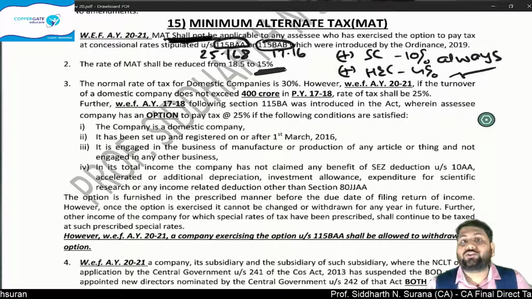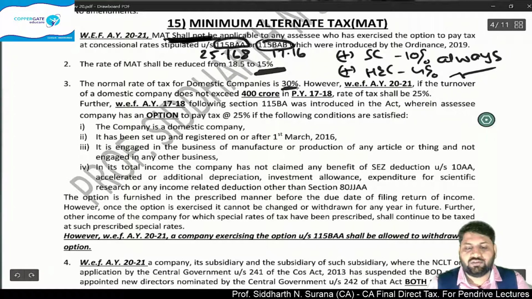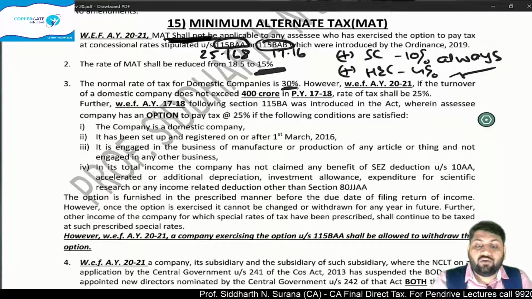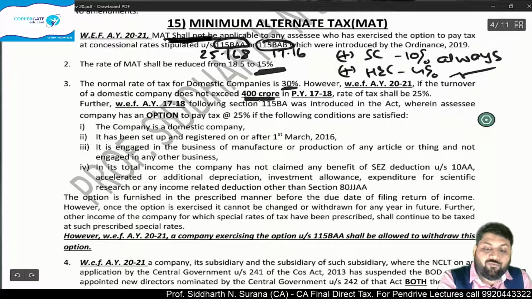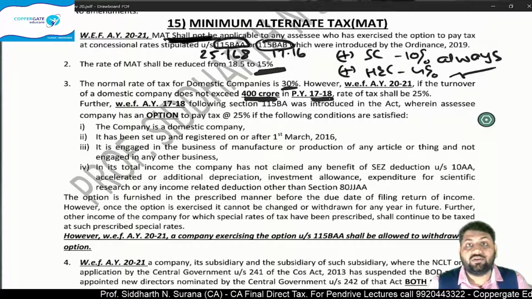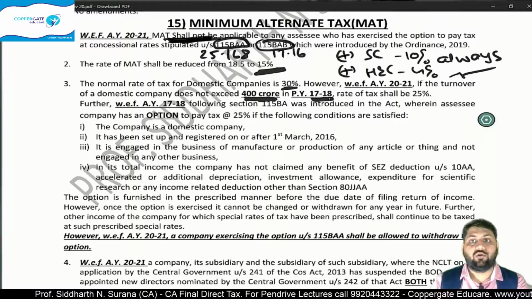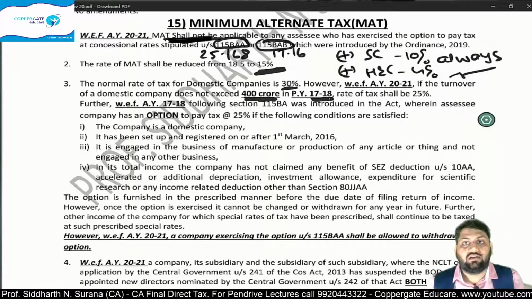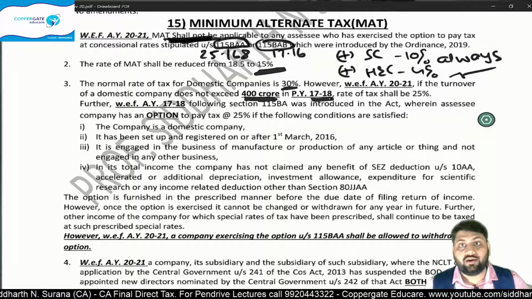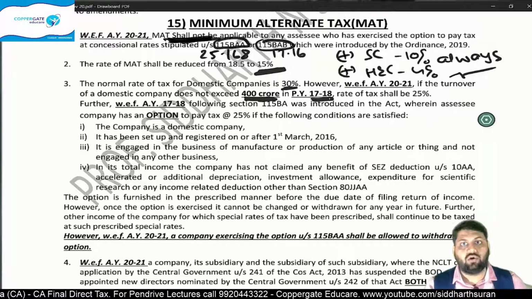Third is actually not an amendment. I wish to tell you some existing law. The normal rate of tax for domestic companies is 30%, everybody knows this. However, if the turnover of the domestic company was up to 400 crore, in which year? In previous year 17-18. So listen, this system that has been continuously followed in income tax for the last few years is now being continued: you have to check your turnover two years ago and 30% will become 25%.